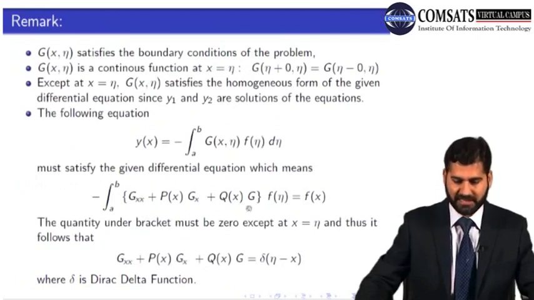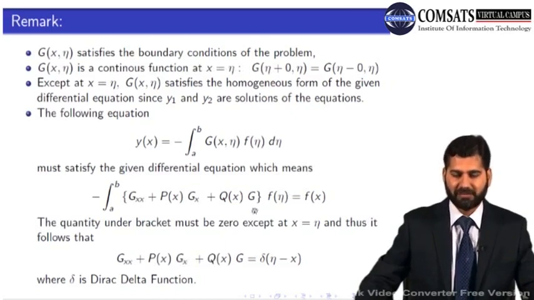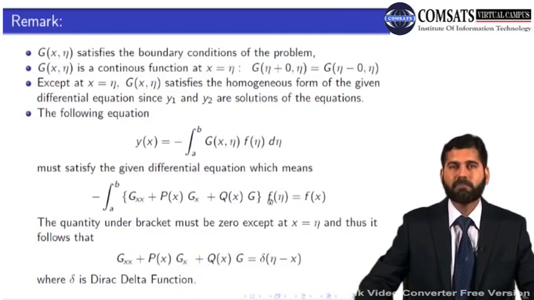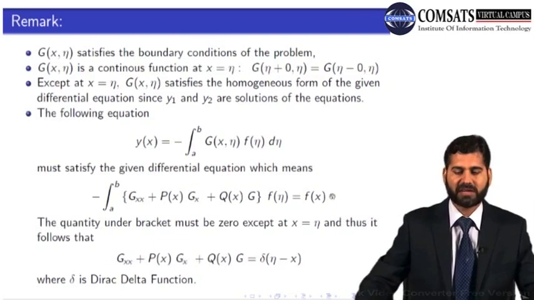Now this thing is nothing but the same differential equation with the Green's function, and we know that the Green's function satisfies the same left hand side, but the right hand side should be equal to delta of x minus eta. So if we replace this by delta of x minus eta, the answer should be f of x, because whenever you take the integral of delta with some function, it picks up the value of the function at x equal to eta.